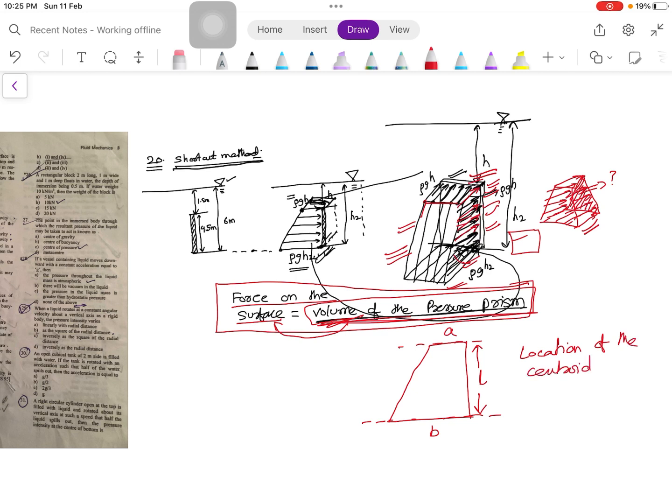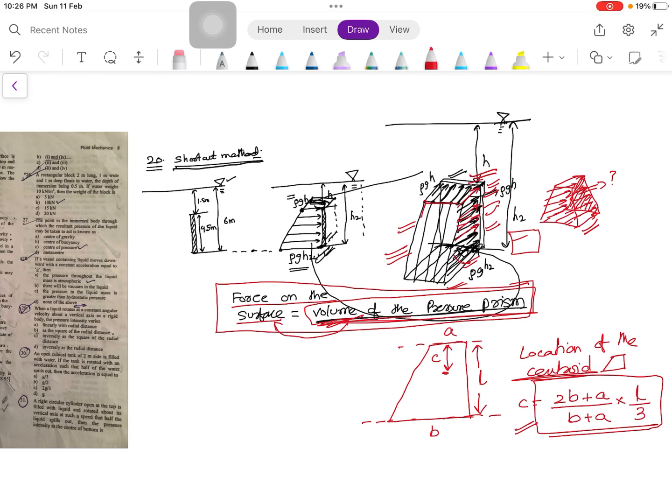If we have to find the location of the centroid on a trapezium, it equals 2 times the longer side plus the shorter side upon the sum of shorter and longer side, times 1/3 of the distance between the parallel sides. This is the location of the centroid from the shorter side. Let us say this distance is C. So C equals (2B + A) upon (B + A) times L by 3. We have to remember this formula for finding the location of the centroid of a trapezium.